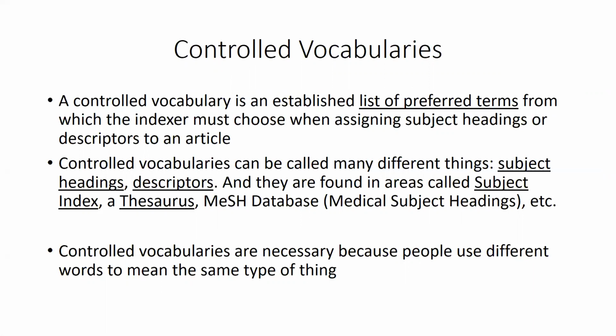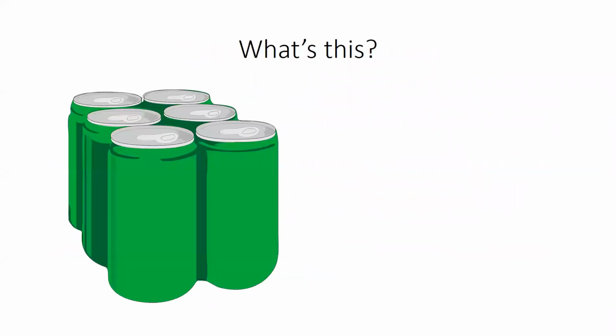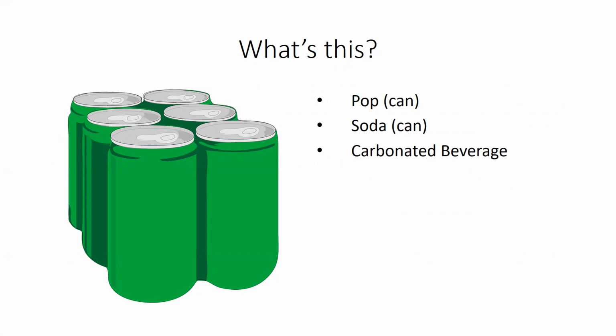But why do we need controlled vocabularies? Well, if I were to ask you what this picture is, some of you would say pop, some of you would say soda, maybe carbonated beverage. So one way, if we're looking to search for this concept, we could use the Boolean operator or, and just put all the different synonyms we can think of. So we could search pop or soda or carbonated beverage. But what if there are other terms we fail to consider? How do we know if we've captured all the synonyms?